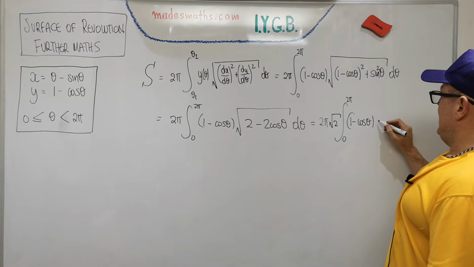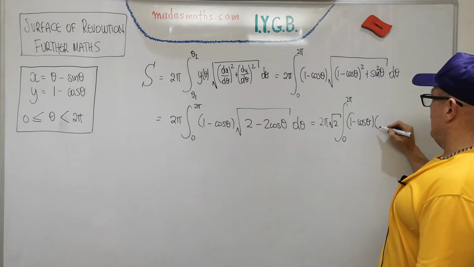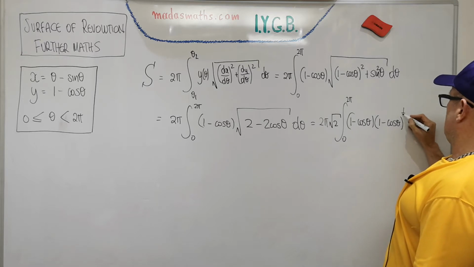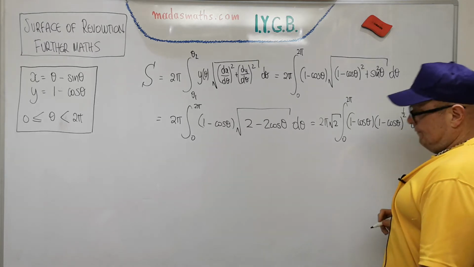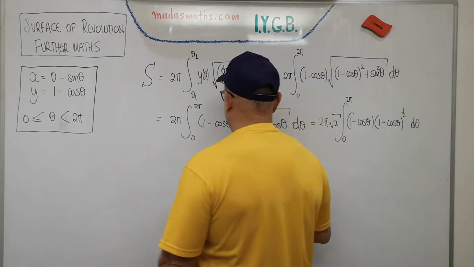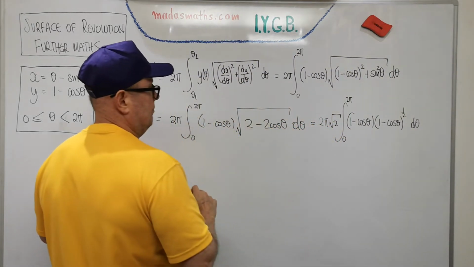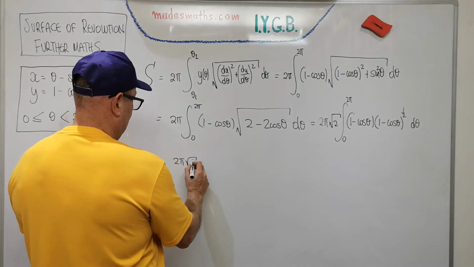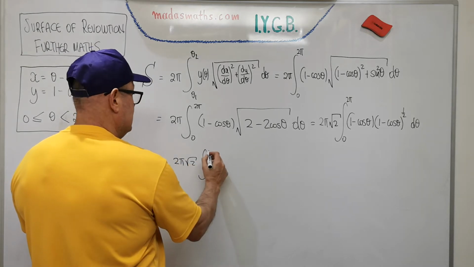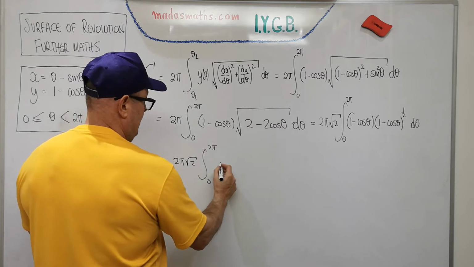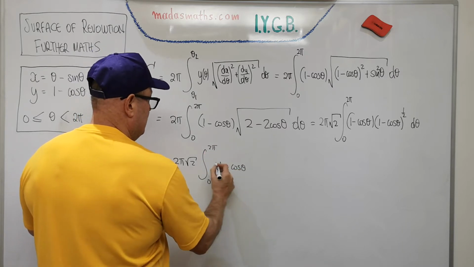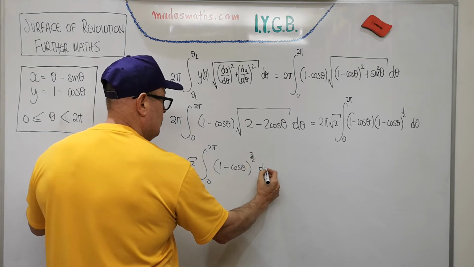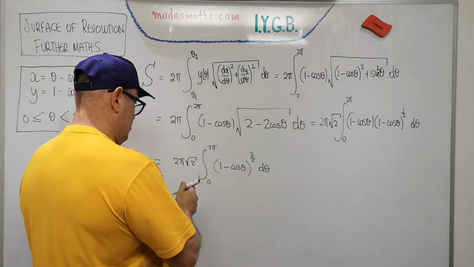1 minus cos theta, and the square root I'm going to write as the power of a half, so it's going to be 1 minus the cos of theta to the half, d theta. And on the next line, this is going to be 2 pi root 2, 0 to 2 pi, 1 minus cos theta to the power of 3 over 2. And that is now not so nice.